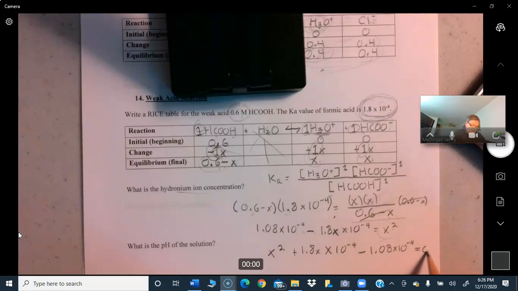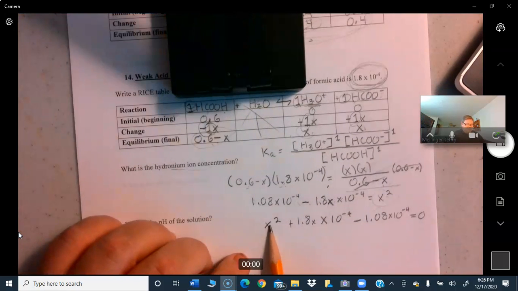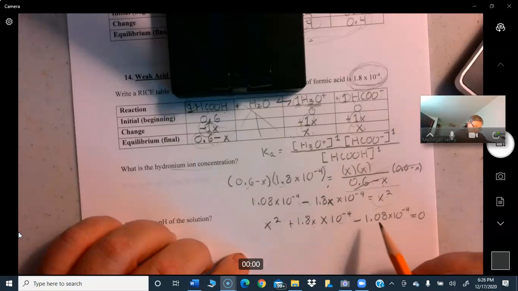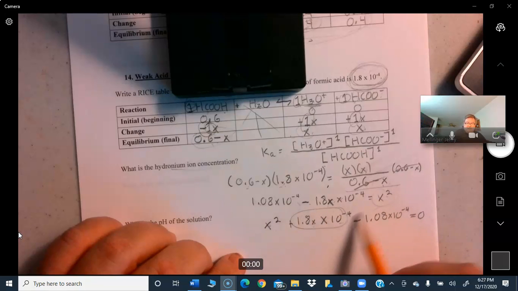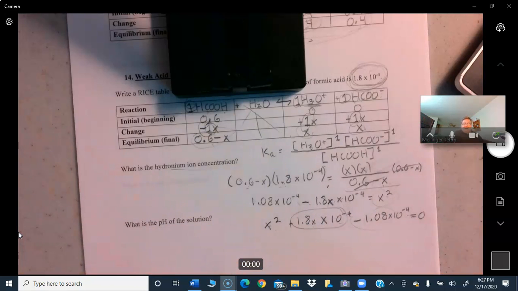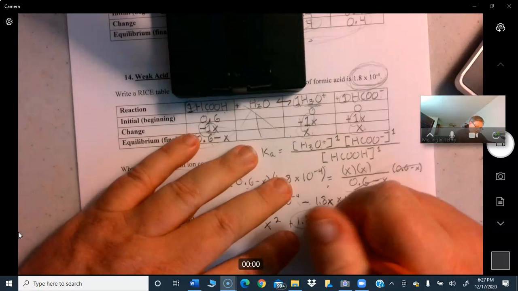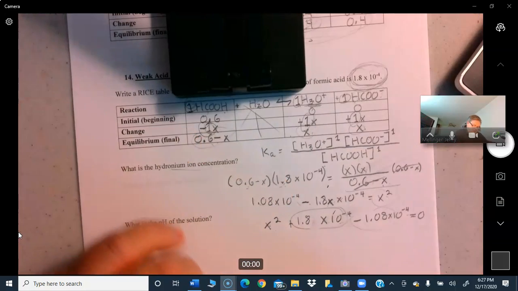And that equals 0. So now we have a quadratic equation here: x squared plus the x term, plus minus the constant here, equals 0. That would require the quadratic formula. I actually wrote that incorrectly. Let me put the x where it should have been.